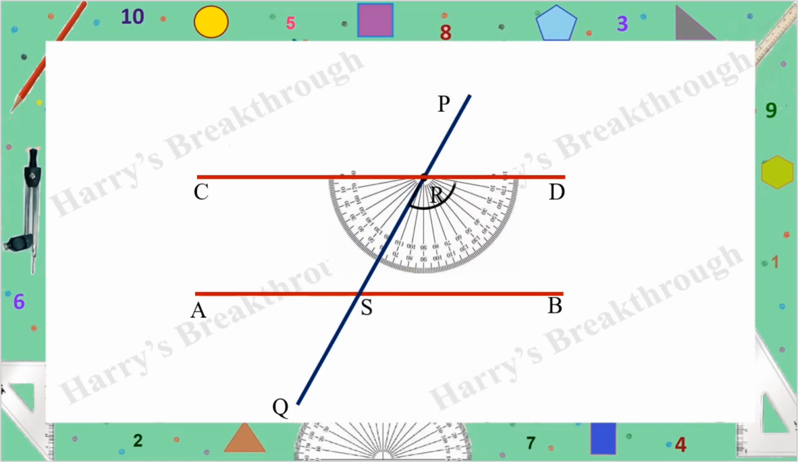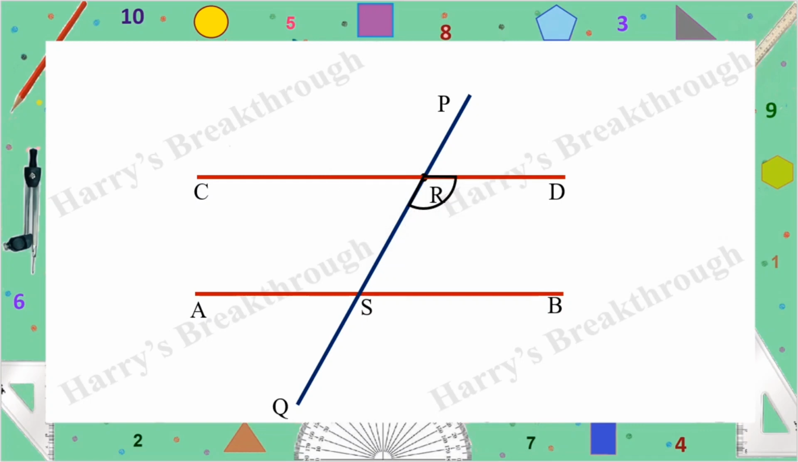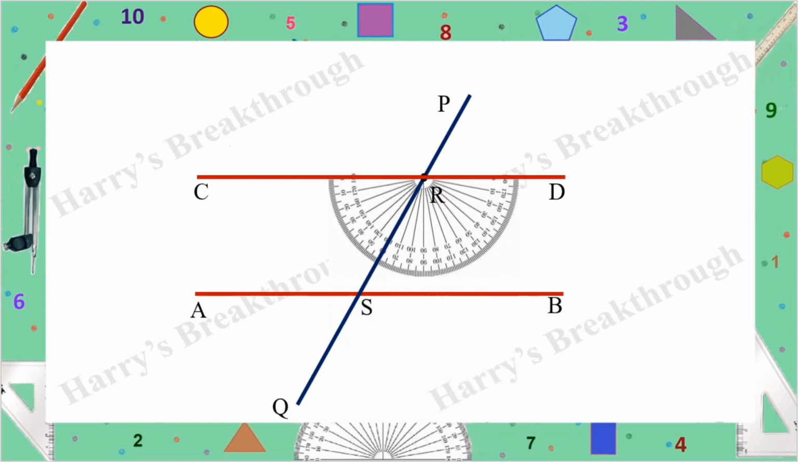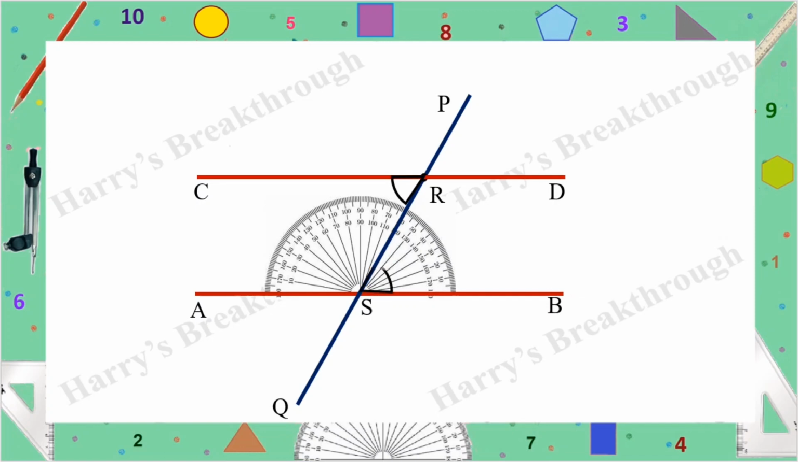And the third pair is angle DRS and angle ASR. So if you measure this, you could find the two angles are 120 degree. Angle DRS is equal to angle ASR is equal to 120 degree. The next one is angle CRS and angle BSR. So if you measure this, you could find these two angles are 60 degree. Angle CRS is equal to angle BSR is equal to 60 degree.